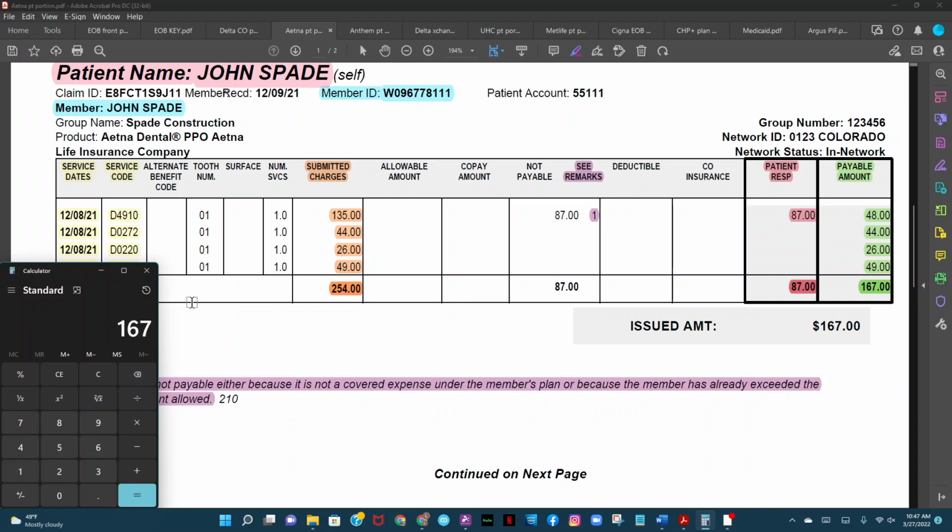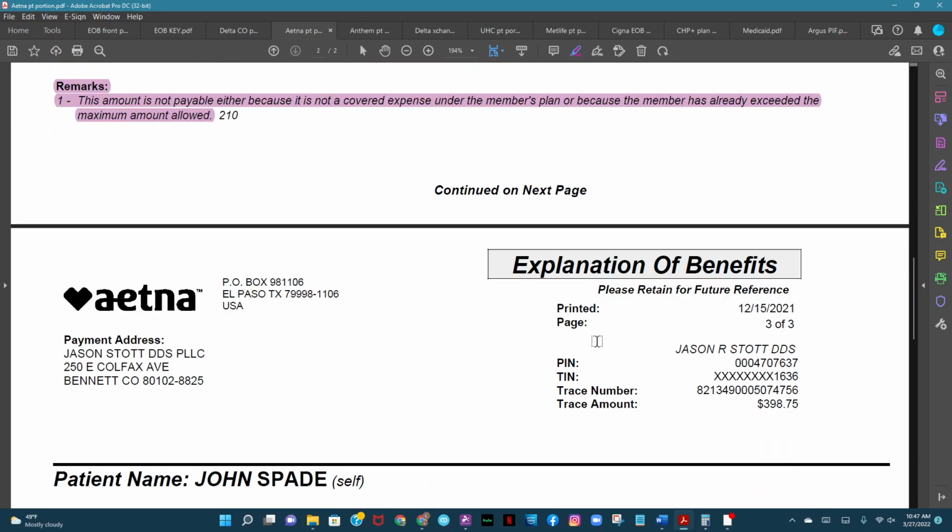Let's double check the math. 254, and there we are. Okay.